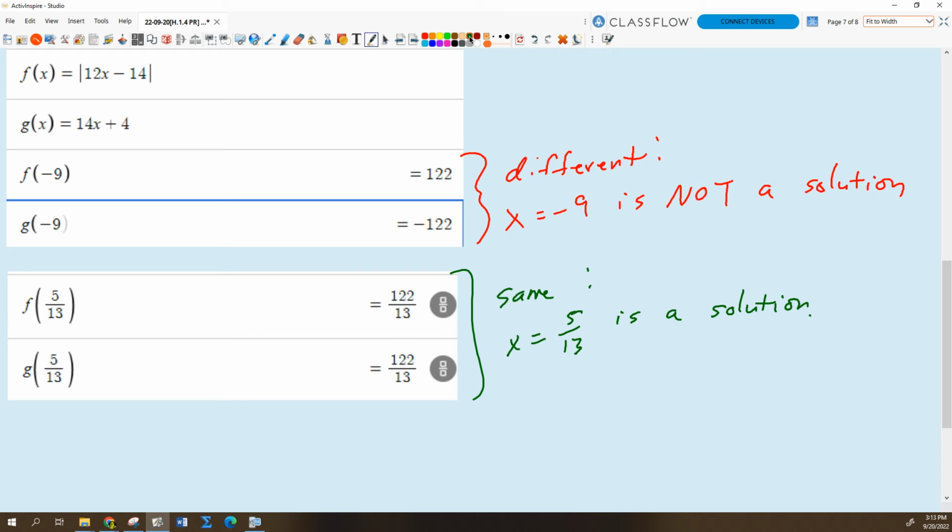Okay, so everybody agree, 5/13 works then? That is a solution. It checks out.